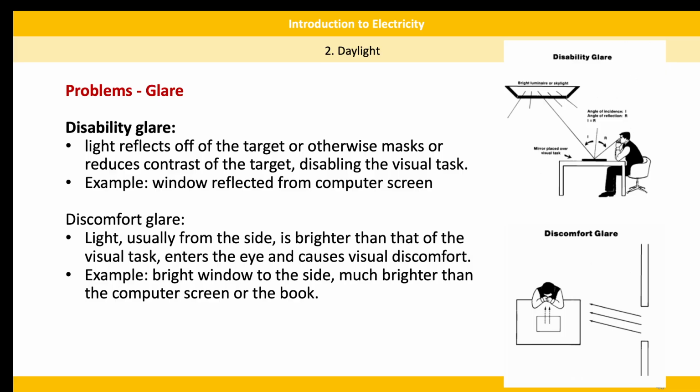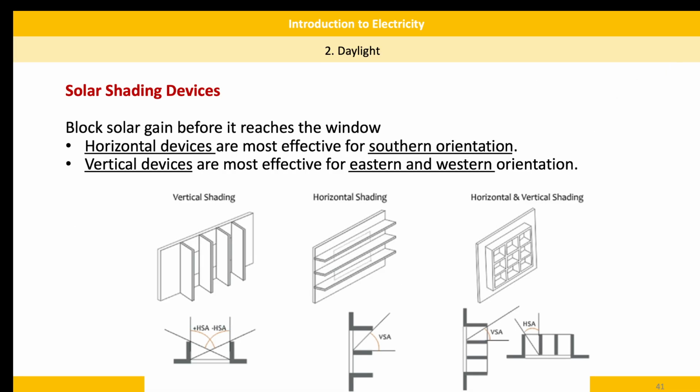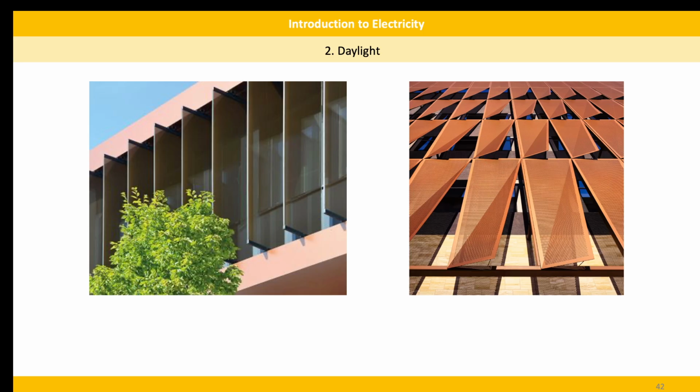This is harmful for your eyes. You will feel visual discomfort. So we can use some shading device, a curtain, to avoid this problem. And solar shading devices come in horizontal and vertical types, and depending on the orientation, you select which type of device to use for the building.